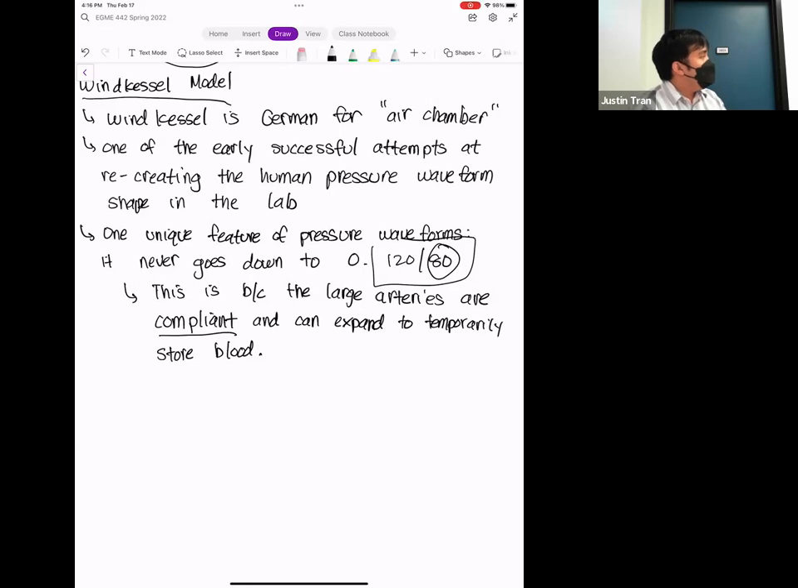And so this stored blood eventually gets ejected, and it doesn't stay in the large vessels forever. And so when the heart is relaxing, this stored blood gets slowly ejected through the rest of your system.